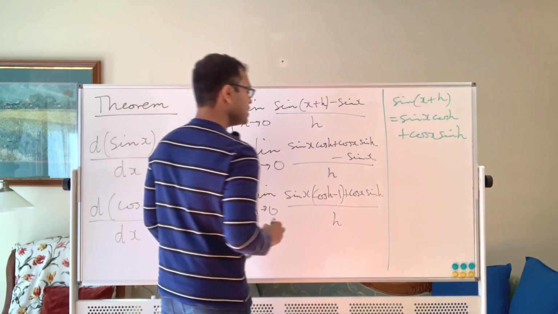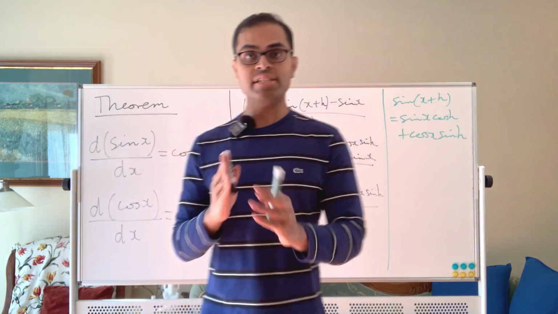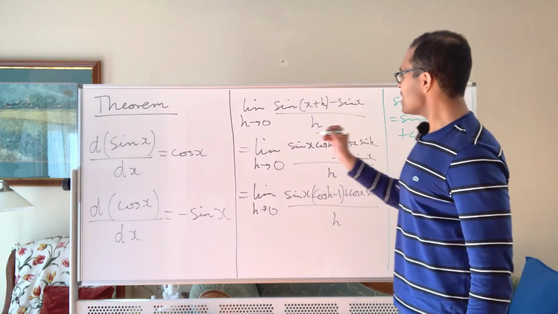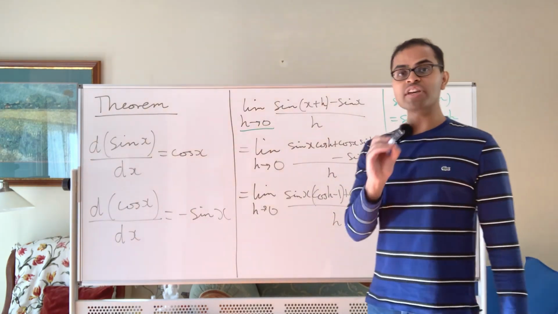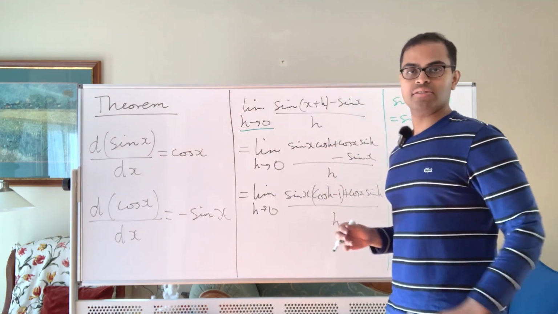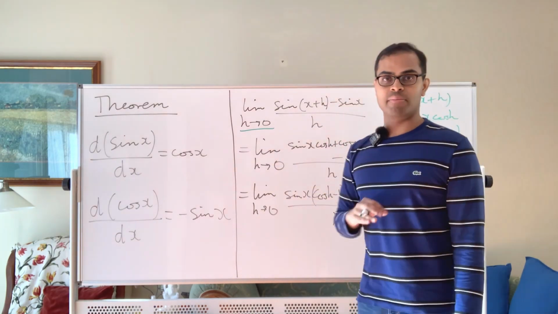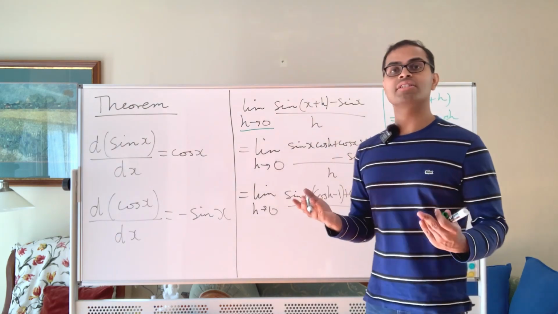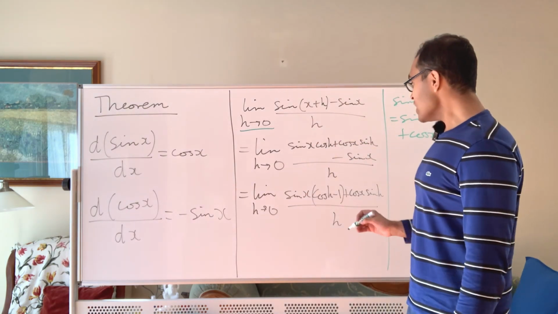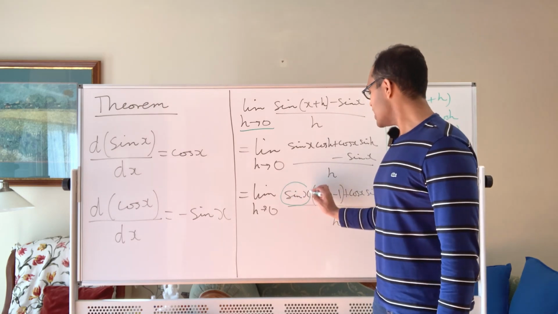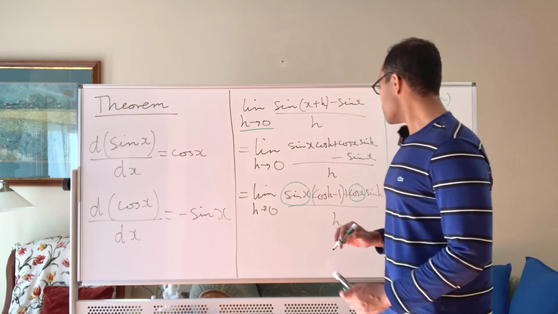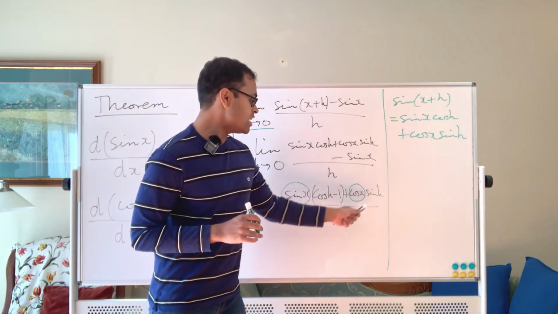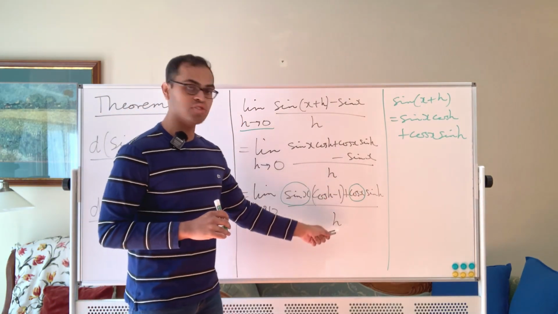Now here I want to pause a second and draw attention to the fact that x is a constant in this limit. We're taking a limit as h approaches 0, and x is a fixed point. We're differentiating at x, right? So x is a constant in this limit. For example, if we're differentiating at 5, then x would be 5, it's a constant, and h is going to 0. So we can factor out the sine x and the cosine x. We just care about the h terms, and here you get the sine h over h and the cosine h minus 1 over h.